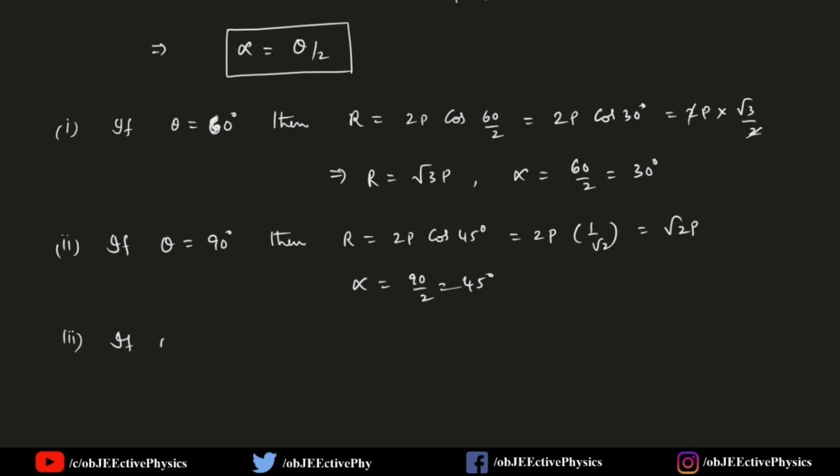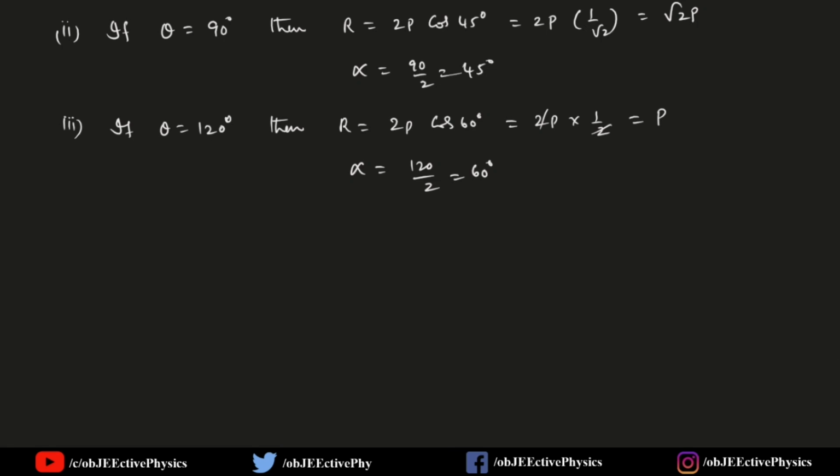Next, if theta is equal to 120 degrees, this also was explained as a special case. So R is equal to 2P cos 60, that is 120 by 2. Cos 60 is equal to 1 by 2, so R is equal to P. This point was also explained already. And alpha is equal to 120 divided by 2, that is equal to 60 degrees. The resultant makes an angle 60 degrees with either of the two vectors.